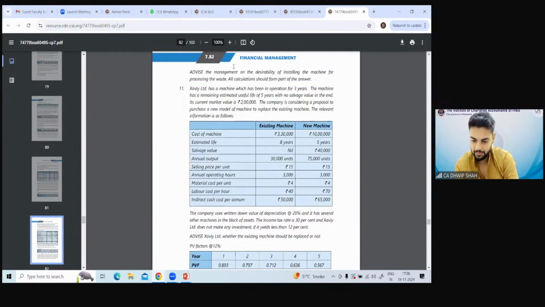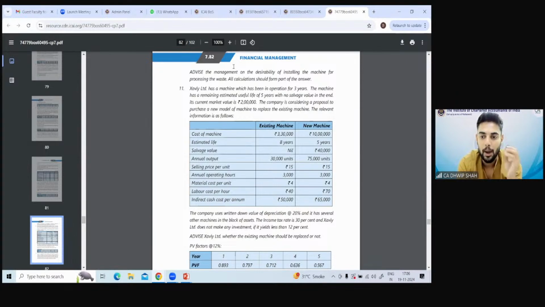Question 11. Zavli Limited has a machine which has been in operation for 3 years. So currently, the company is using an existing machine and that machine has already been used for 3 years. Okay? The bygone is bygone. The 3 years are gone now. We are not concerned with that.